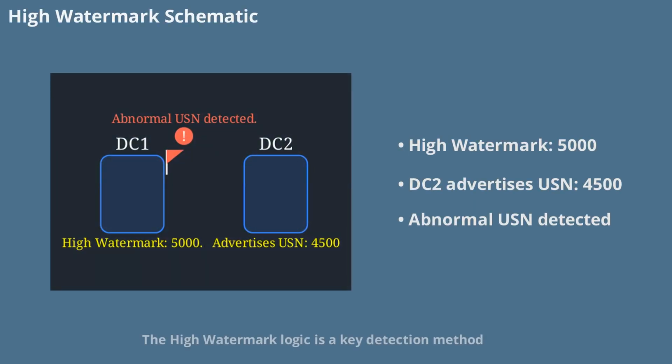The high watermark logic is a key detection method. Each DC stores the highest USN it has seen from its partners. If a partner advertises a lower USN, the receiver flags it as abnormal, helping to catch rollbacks early.